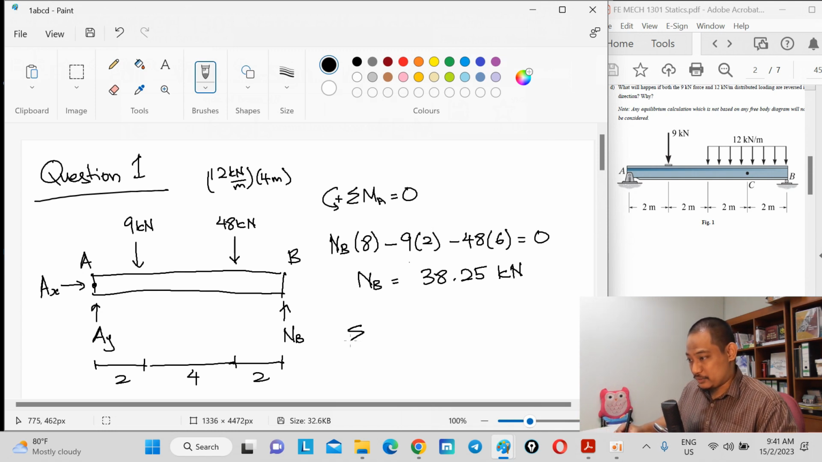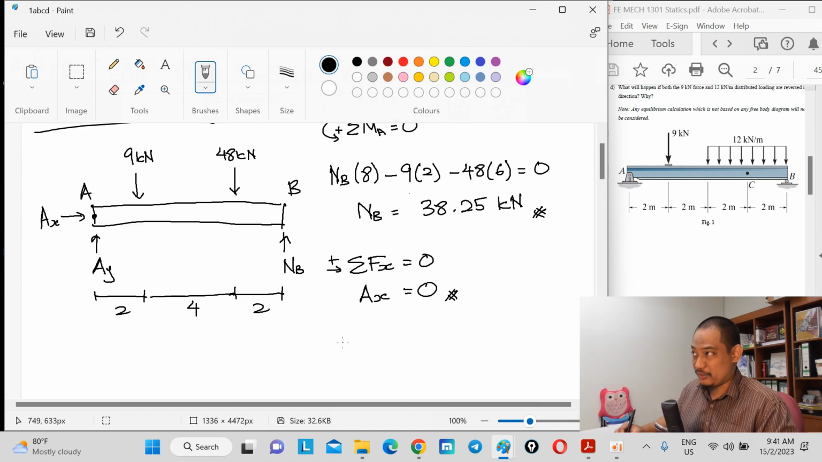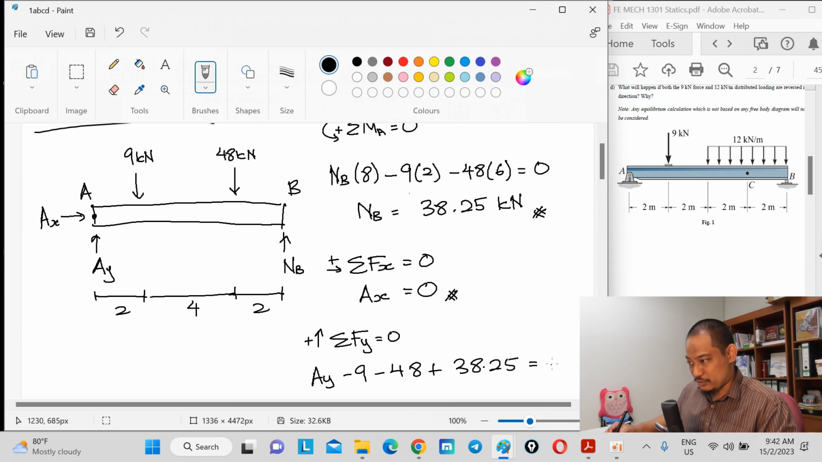So next, summation of Fx equal to 0. Let's take to the right as positive. Because there are no other forces, this is the answer, since Ax is the only force that has an x component, right? Summation of Fy equal to 0, if you take positive upwards. So you have Ay minus 9 minus 48 plus NB, and NB is 38.25. This should all equal 0.